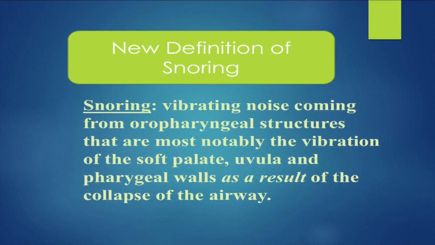Snoring is defined as a vibrating noise coming from the oropharyngeal structures, most notably the vibration of the soft palate, uvula, and pharyngeal walls as a result of the collapse of the airway. It used to be thought that snoring was just the vibration of the soft palate and uvula. Now, through sleep endoscopy, we know that snoring is mainly the sound of the pharyngeal walls vibrating against each other as the airway narrows.